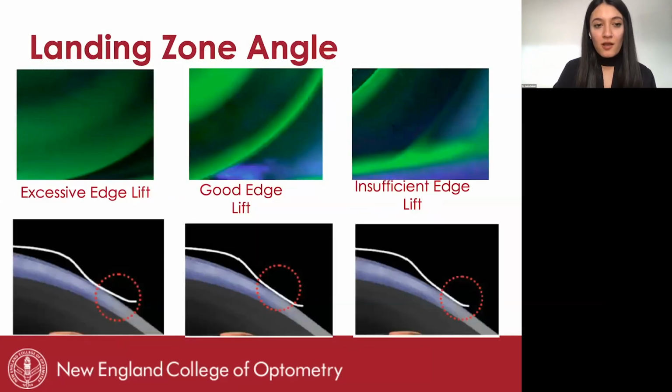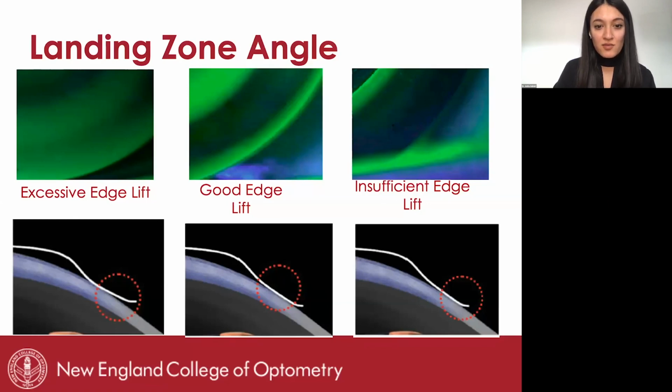And then your landing zone angle. The peripheral zone is really important for lens position and stability, like I spoke about, as well as good tear exchange. If that zone is too steep and the landing zone is too high, the amount of paracentral clearance will actually increase while the peripheral clearance decreases.